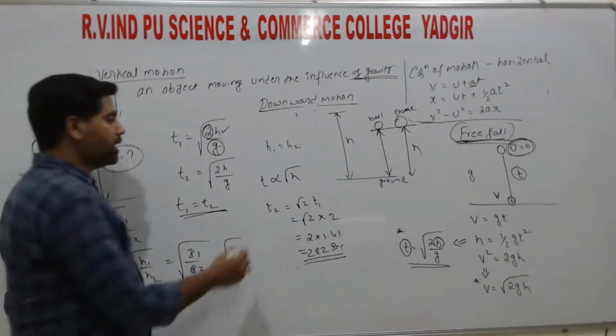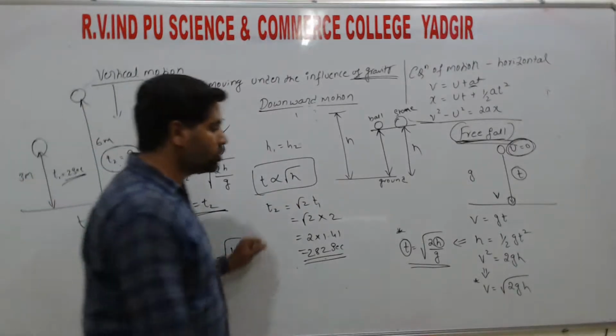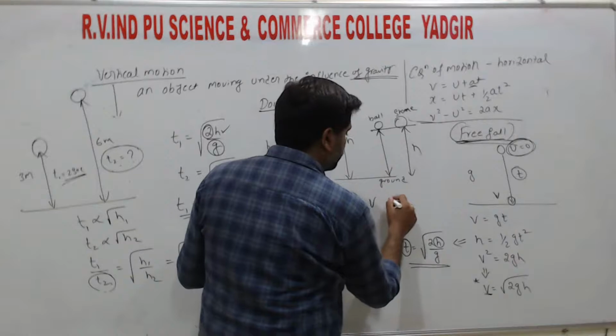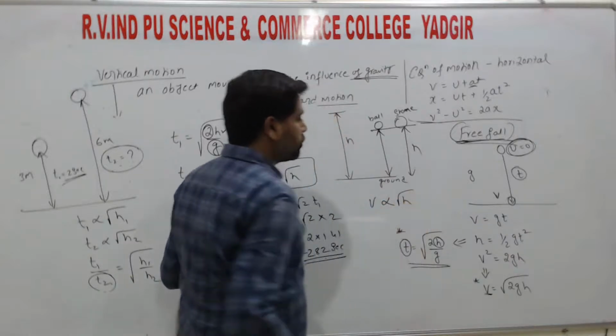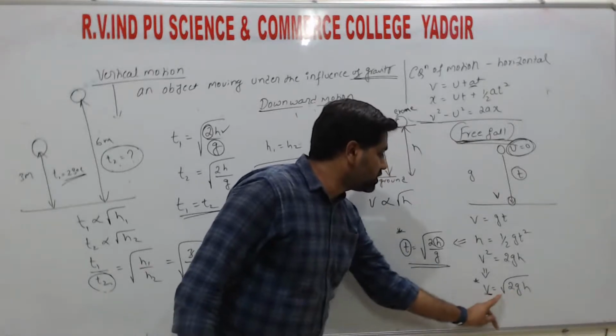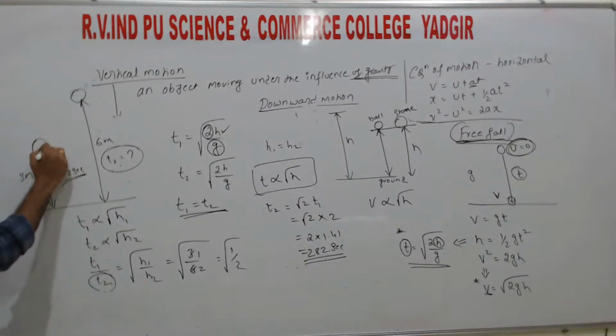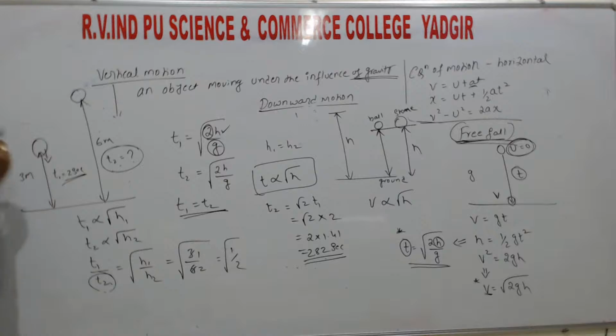So here t is proportional to root h. In a similar manner, the final velocity of the object is related to the square root of h, because 2 is constant and g is constant, so v is directly proportional to root h. Here we have free fall, right? It is dropping from 3 meters. We don't know how much time it takes to reach the ground. We need to find the velocity here.